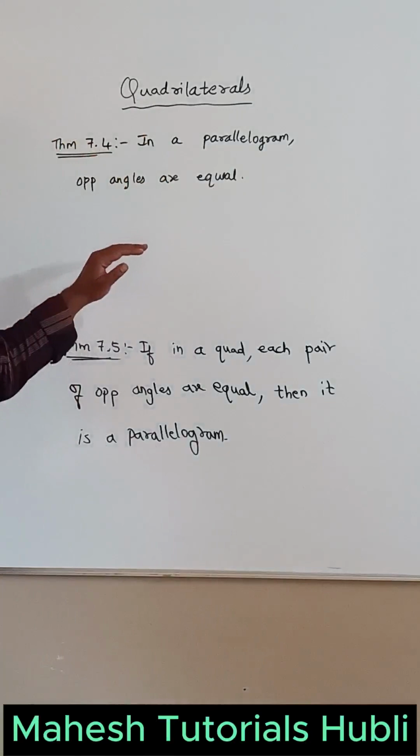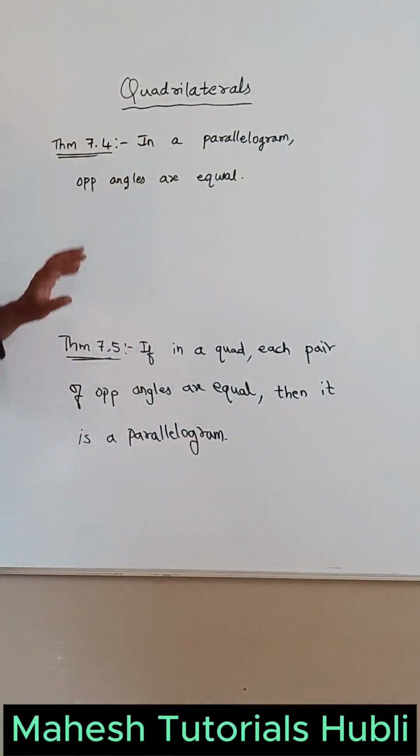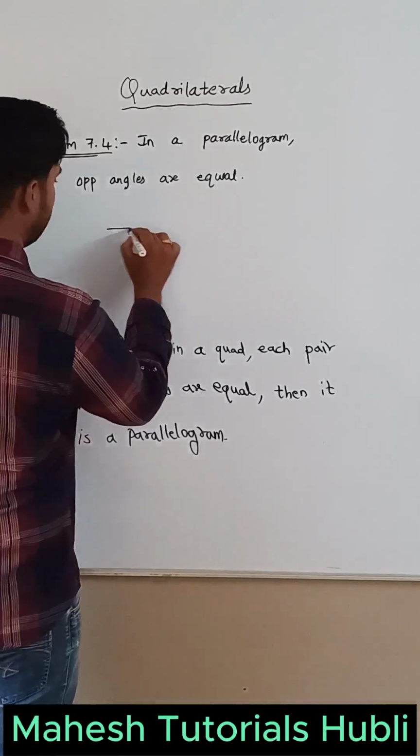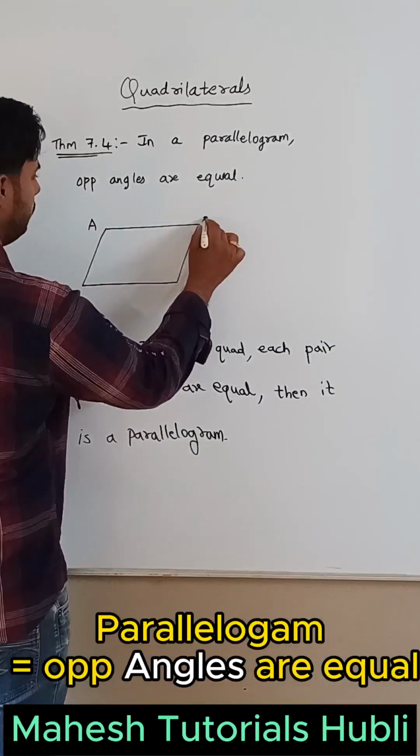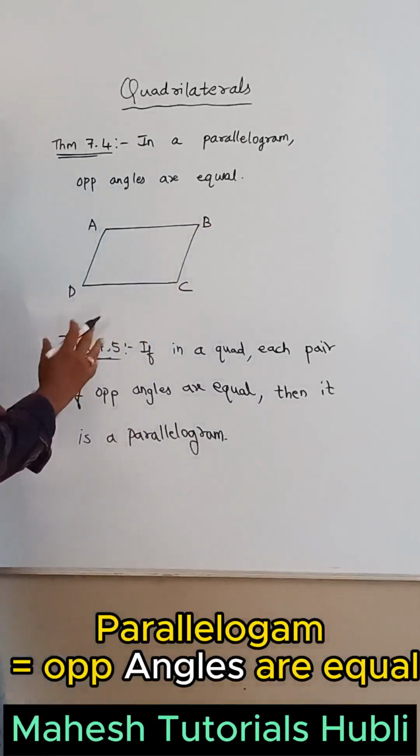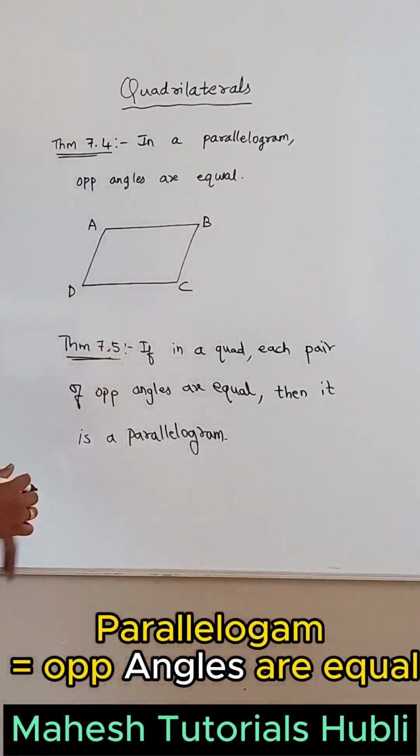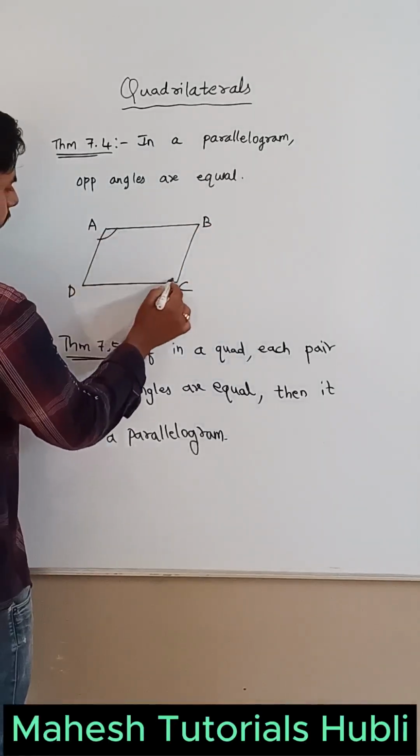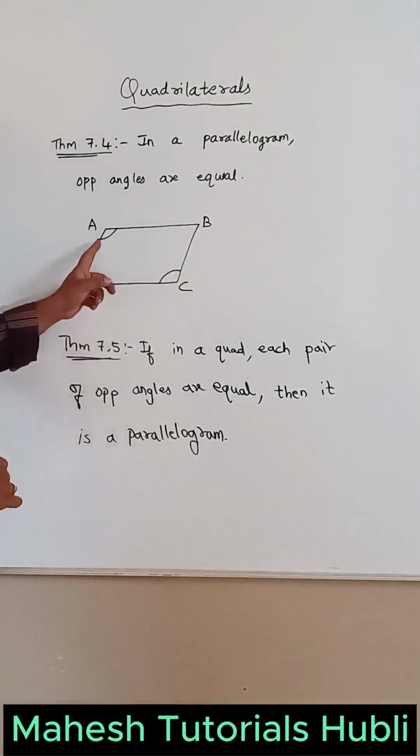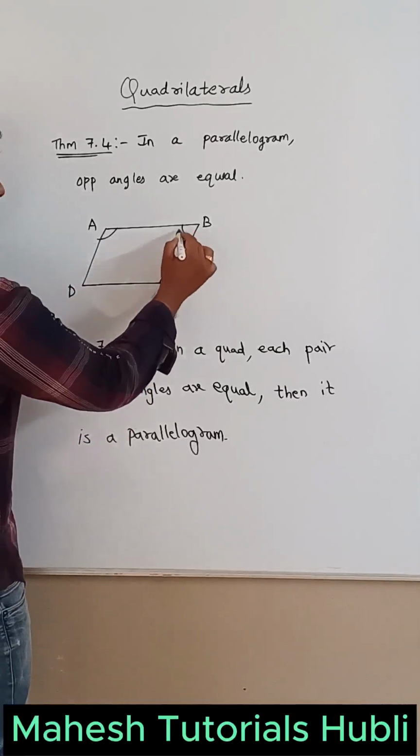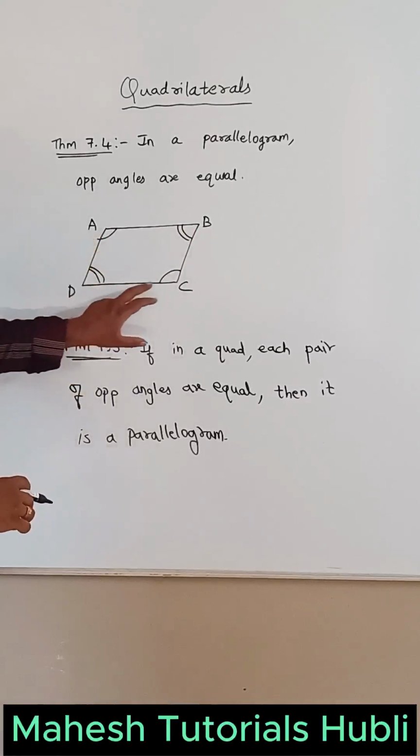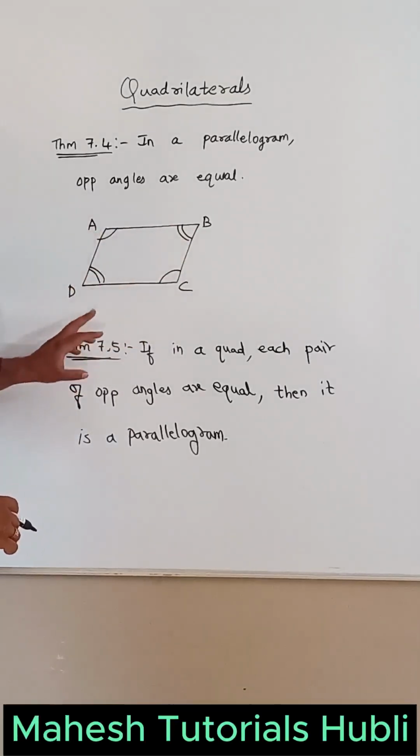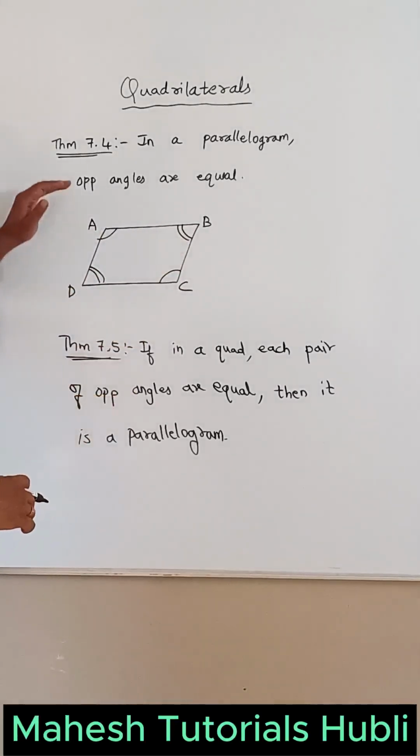Let's understand theorem 7.4. In a parallelogram, see, always we are speaking about parallelogram. In a parallelogram ABCD, opposite angles are equal. Now, angles refers to this. Angle A will be equal to angle C, opposite angles. Similarly, angle B will be equal to angle D. In a parallelogram, opposite angles are equal. This is theorem 7.4.